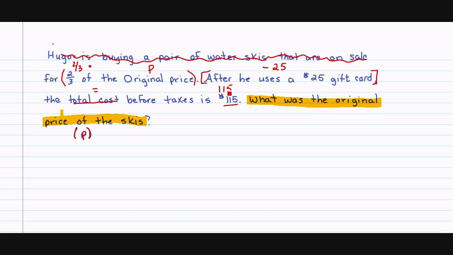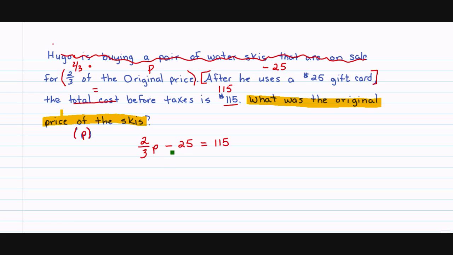Now that we have our equation, we can go ahead and put it together and solve it. So we look up here, 2/3 times P, or 2/3 P. He's going to use his $25 gift card, minus 25, and the total cost, or equals, was $115. They're not worried about taxes. So then we solve. We have a fraction with multiplication, 2/3 times P, and minus 25. We're going to take care of the addition and subtraction first.